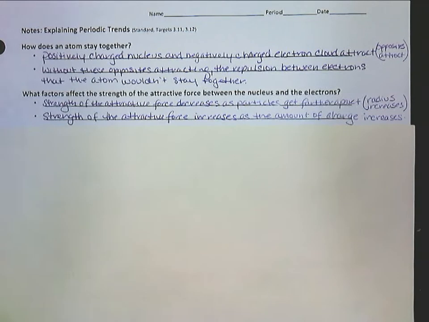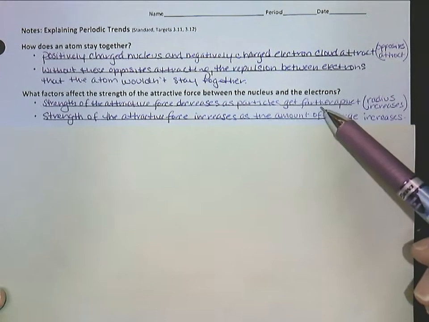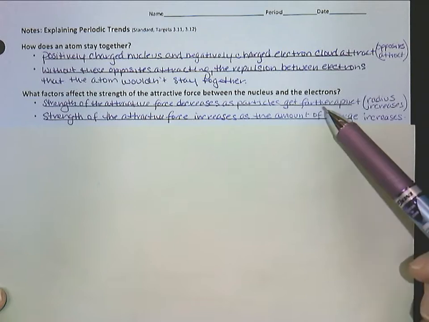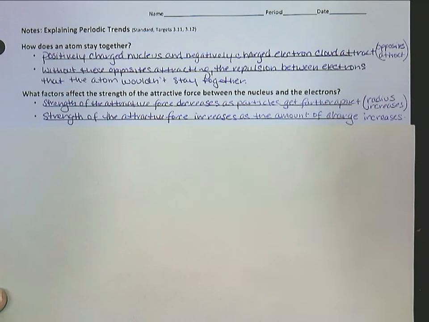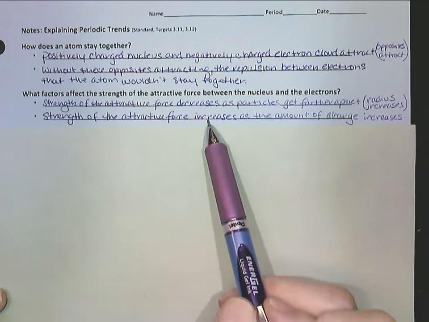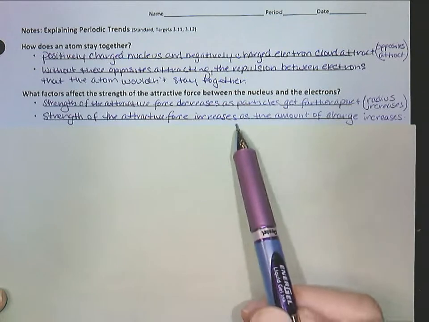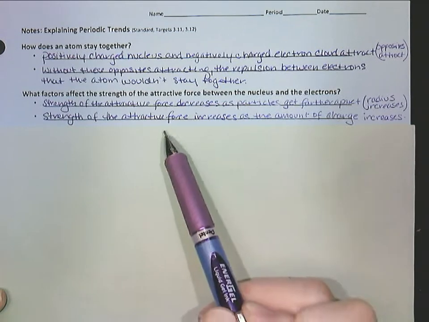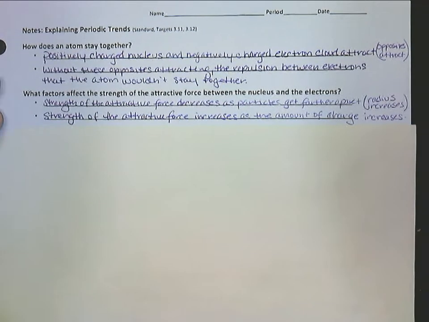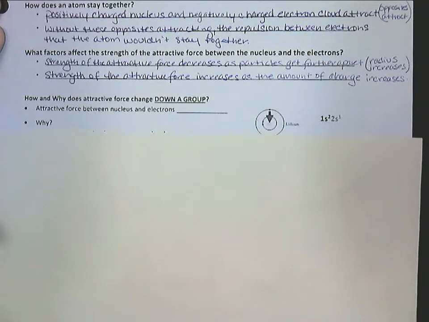The strength of the attractive force increases as the amount of charge increases. So here we're describing the particles getting further apart. That goes along with the distance. So further apart, greater distance, decreased attractive strength. Here we're talking about charge. So increase the amount of charge, increase the attractive force between the nucleus and the negatively charged electron cloud.